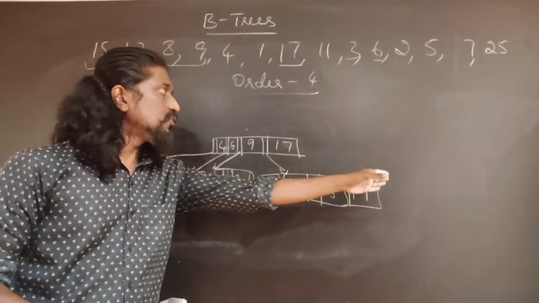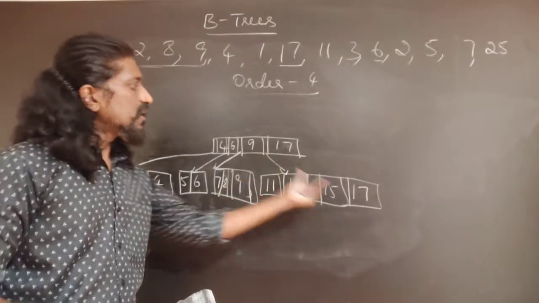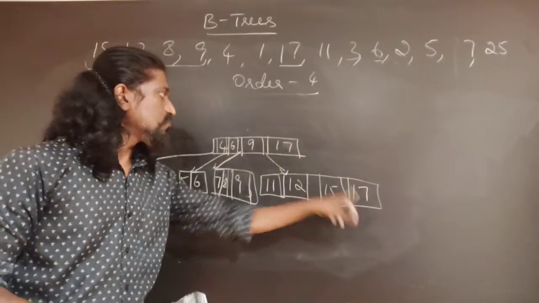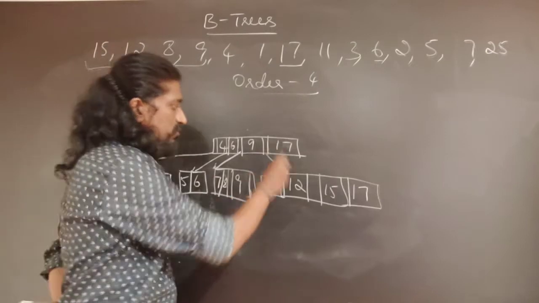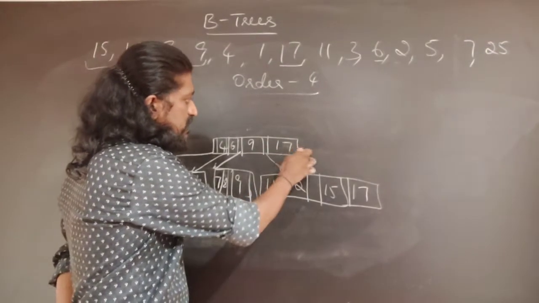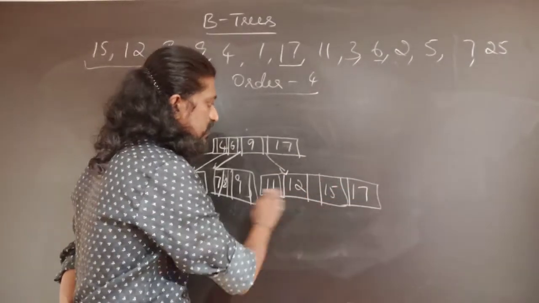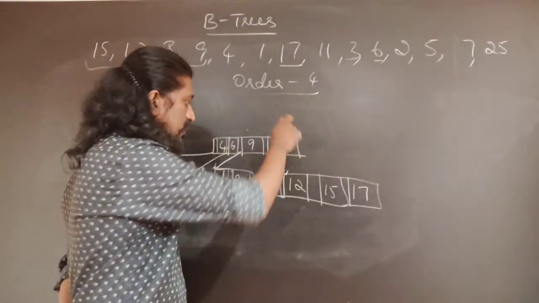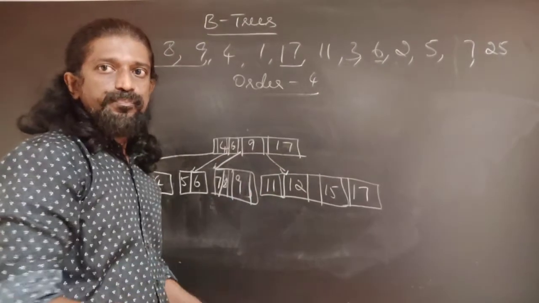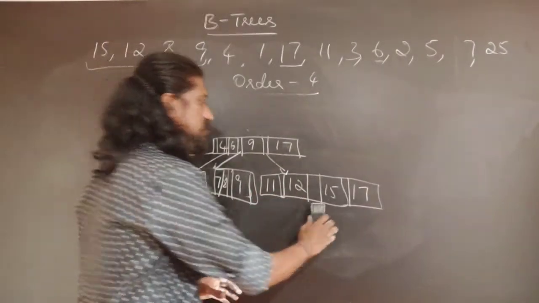Since we don't have a descendant to the right of 17, we will insert it here, and that information we are going to update just like we updated 17. So when we have to insert 25, it is greater than 17, therefore it has to be inserted in this particular node. We come here and we see that this node is already full. Inserting a key to this particular node will cause an overflow. Therefore we will handle it by splitting.